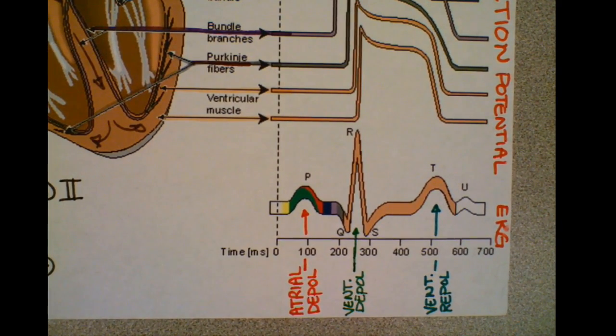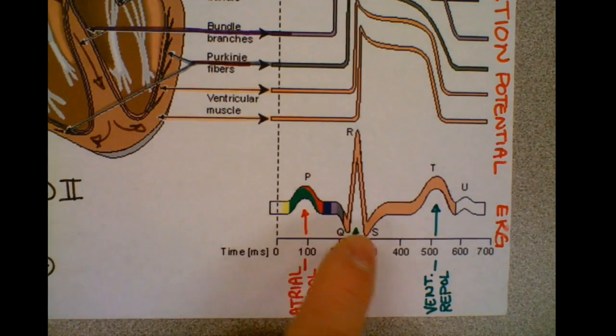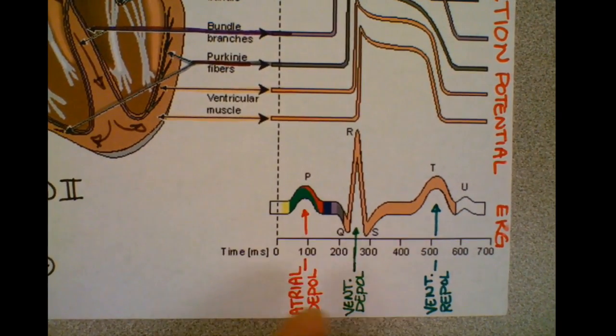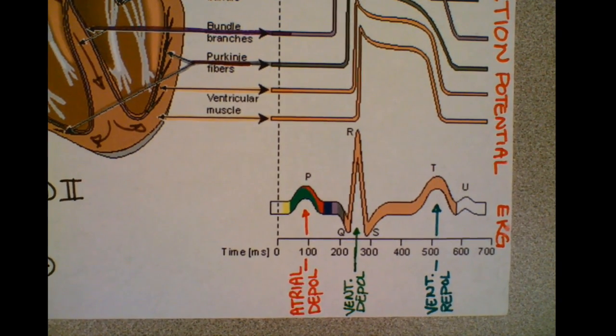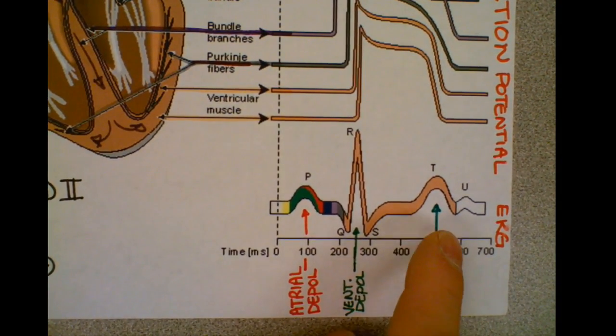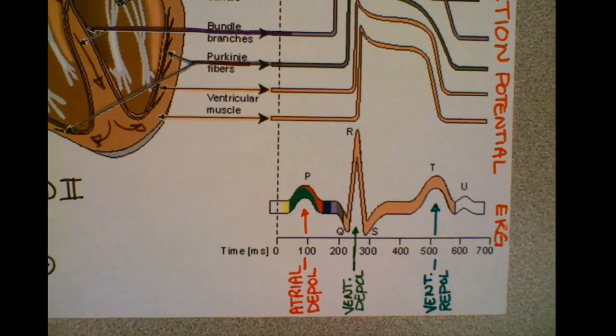All right. Then we have this P to Q complex, or interval, that is where the action potentials are spreading through the AV node to the bundle of His, to the bundle branches, Purkinje fibers, and so on. And then this big blip that is called the QRS complex, that is where the ventricles depolarize. And then we've got the T wave, which is going to be where the ventricles repolarize.